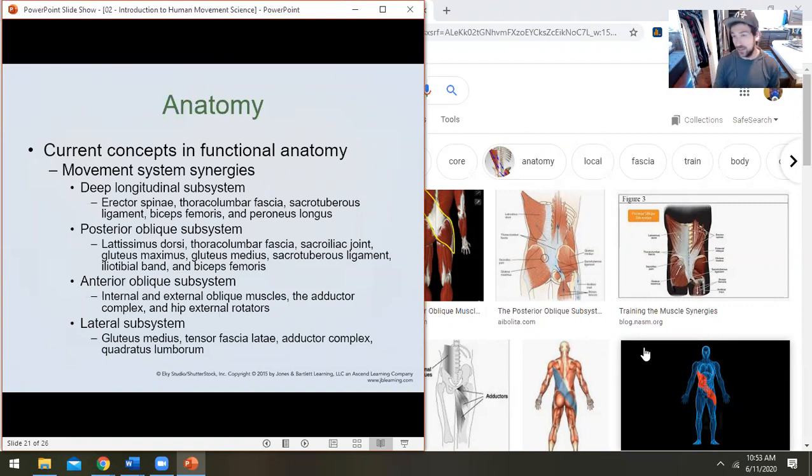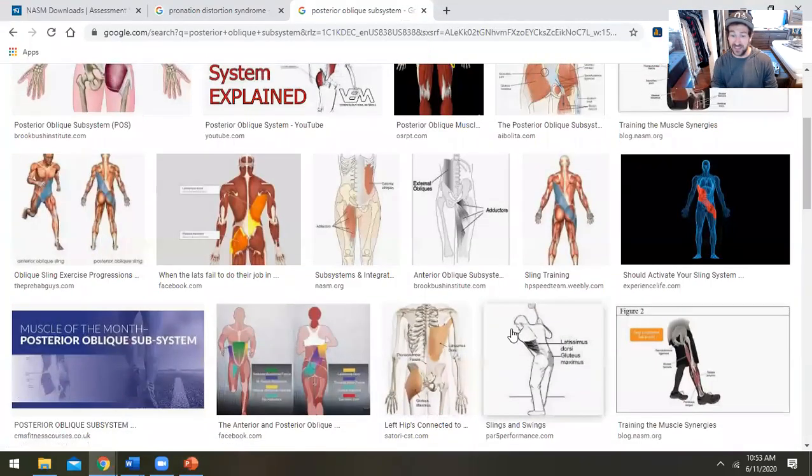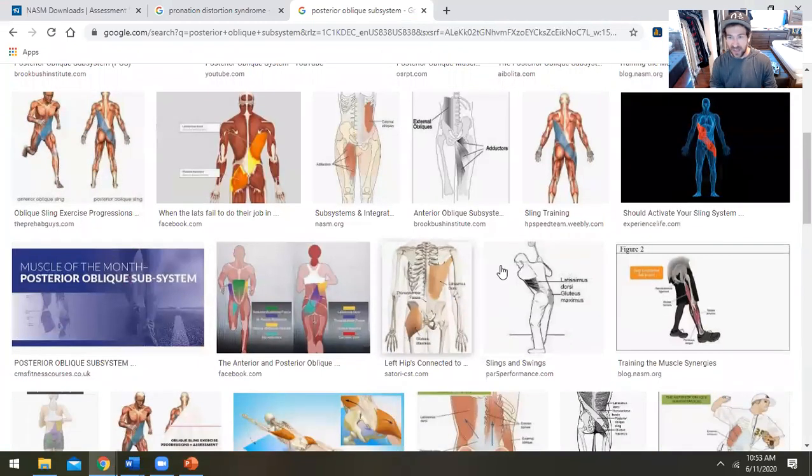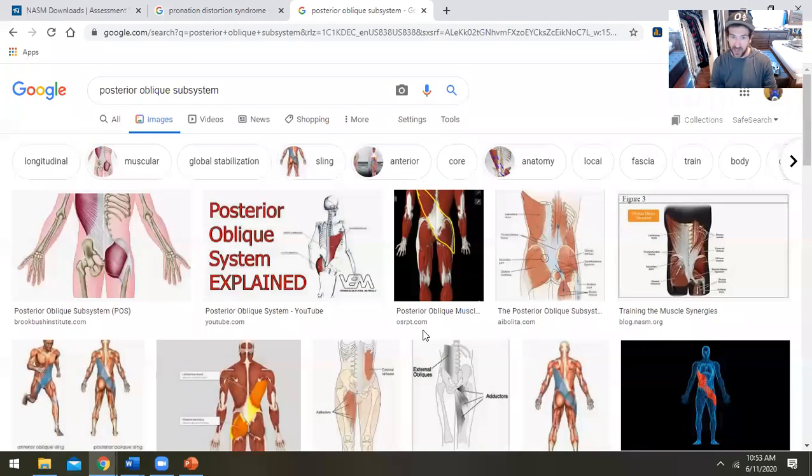Then you get your anterior oblique subsystem. I'm assuming you guys can see the pattern here, right? It's going to go on the front side of the body from top to bottom, and then the lateral subsystem, right? Oblique and lateral both mean kind of on the outside, and that's going to be all this stuff along the side. So you want to think of it as basically all of your different fascial lines as they wrap around your body to stabilize you.